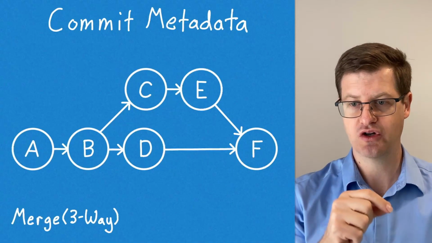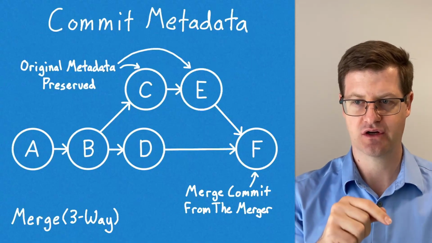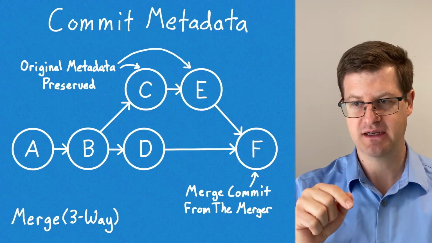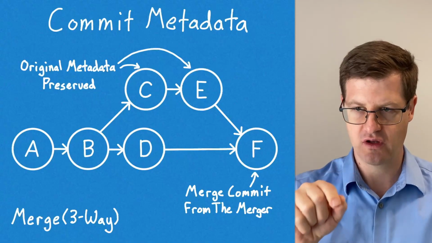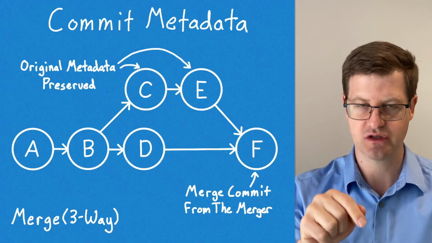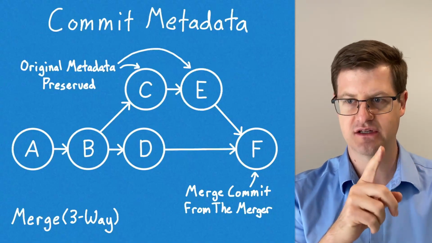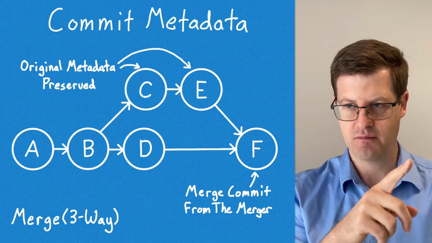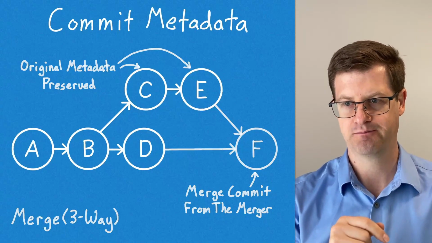In a merge, the three-way merge that GitHub does, the original metadata is preserved. The metadata of the merge commit has information about the actual commit F, it doesn't reference C and E, it just says here's who pushed the button and the message for that particular merge commit. All the messages, the SHA hashes, and the committer and author metadata are preserved on C and E.